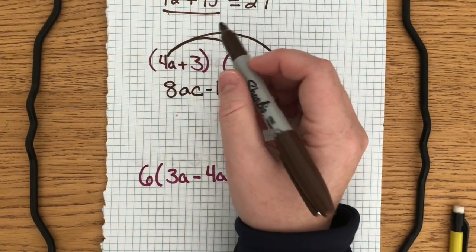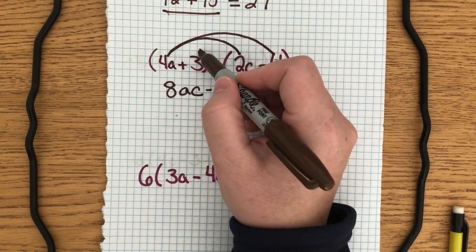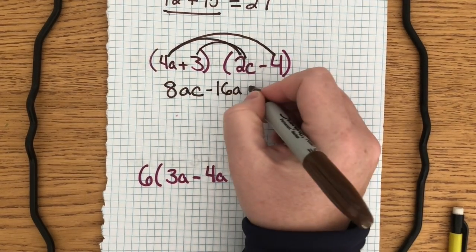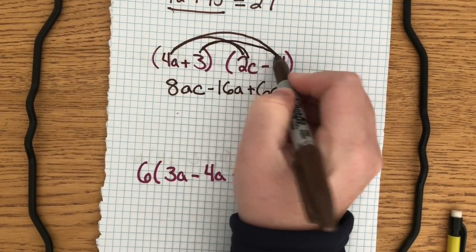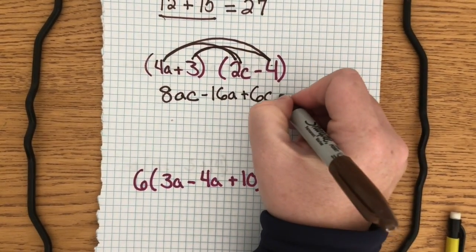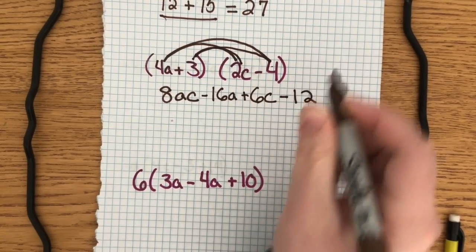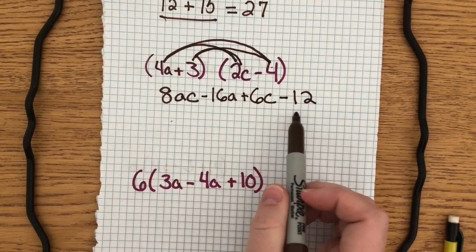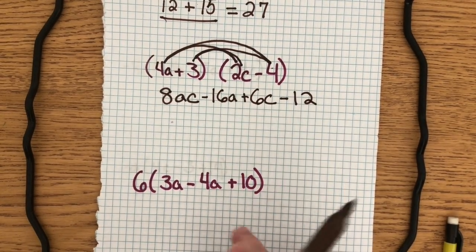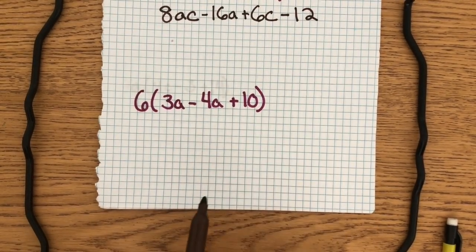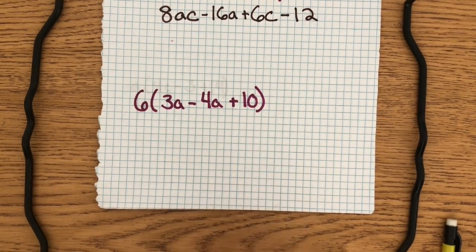Now I'm moving on to the second term. 3 times 2c gives me 6c, and then 3 times negative 4 will give us negative 12. With this, you do not have any like terms, so that is our equation. I want you to look at the next one, pause the video, and try it on your own.